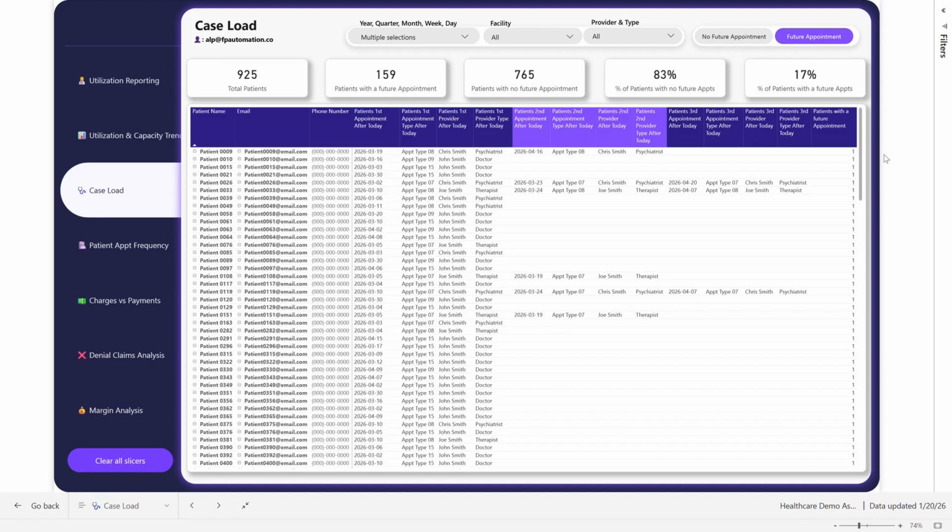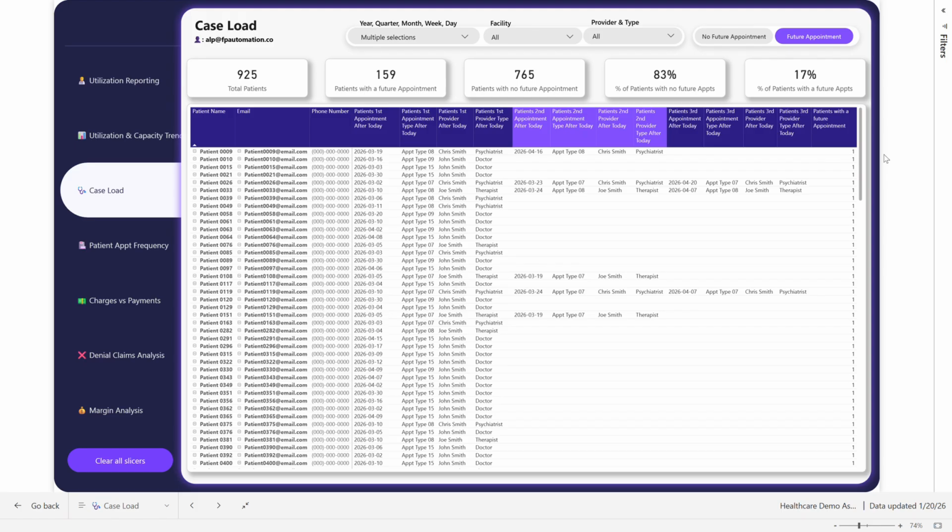In this video, we'll be talking about caseload reporting, which is an extremely helpful operational report enabling your operations and admin teams to take advantage of your existing patient data and ensure patients are continuing to book appointments with your particular organization to continue to get great patient care and get back into a great state of health.